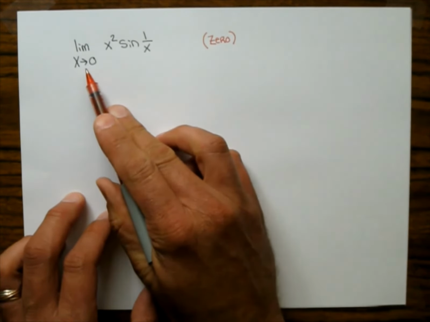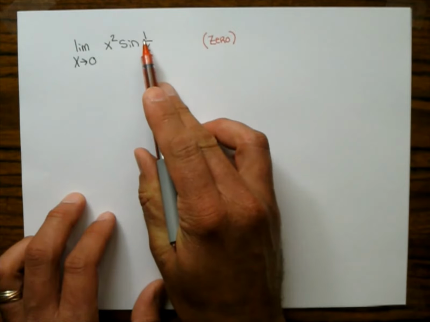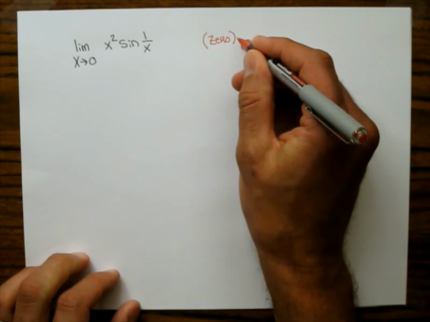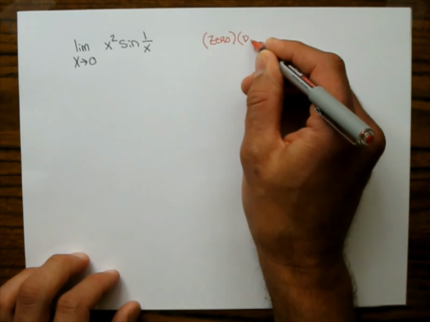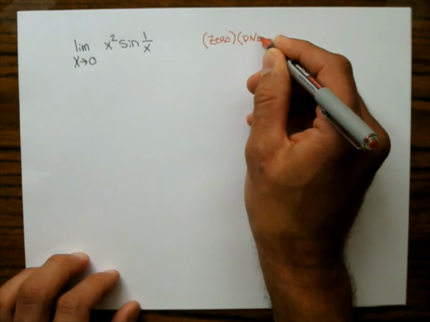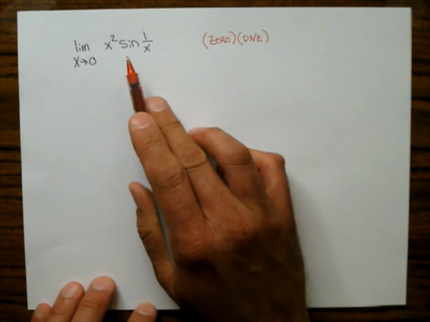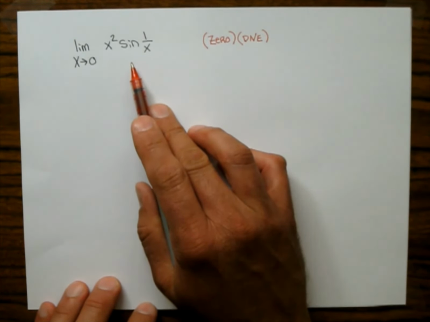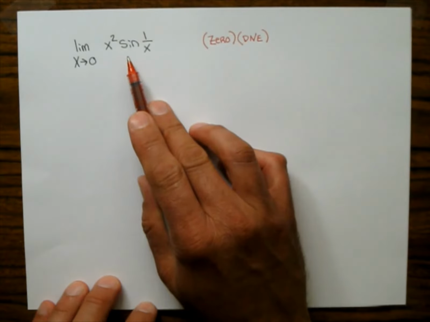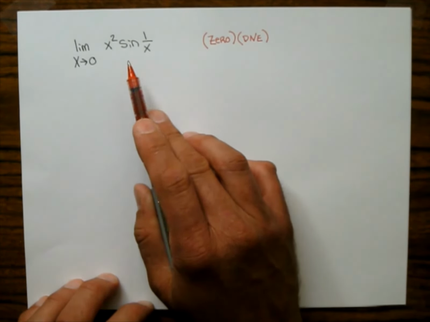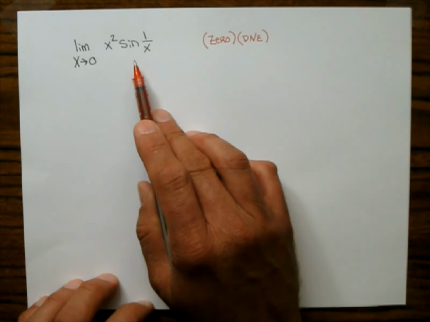Times, when I go ahead and put 0 over here, I have 1 over 0, and I'm taking the sine of that. This is a DNE. This is a 0 times a DNE. So we're really stuck with something like this. I can't do any algebra or anything. So at this point, we wouldn't know how to do this limit without learning about something called the Squeeze Theorem.